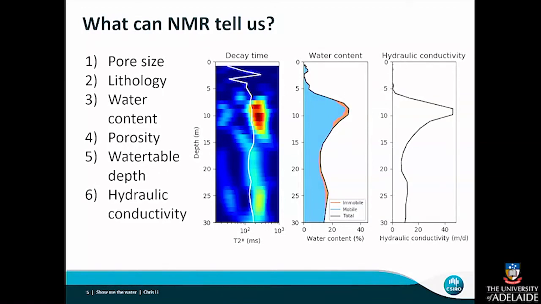And the last plot, which I find the most exciting, is that NMR can tell us about hydraulic conductivity. If you have got aquifer test data, you can calibrate this plot and then use the result values directly. If you don't have aquifer test data, this plot is still useful in that it can be used in a relative sense. So this is what NMR can do for you.